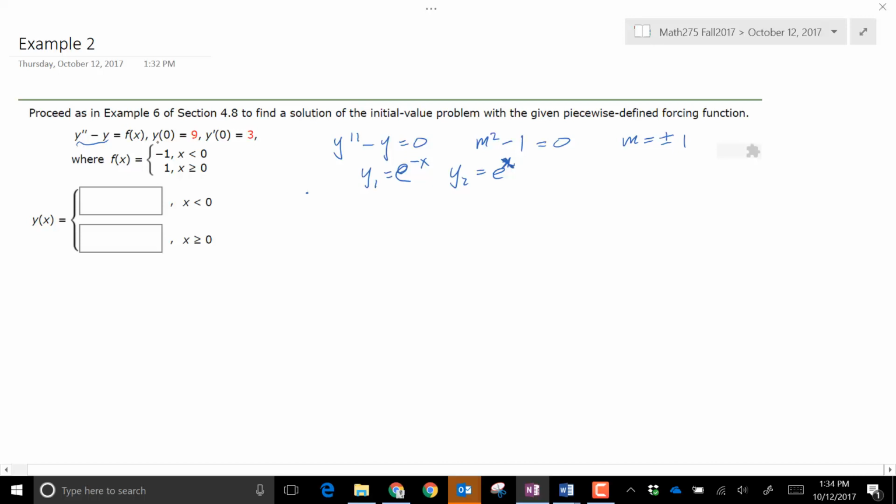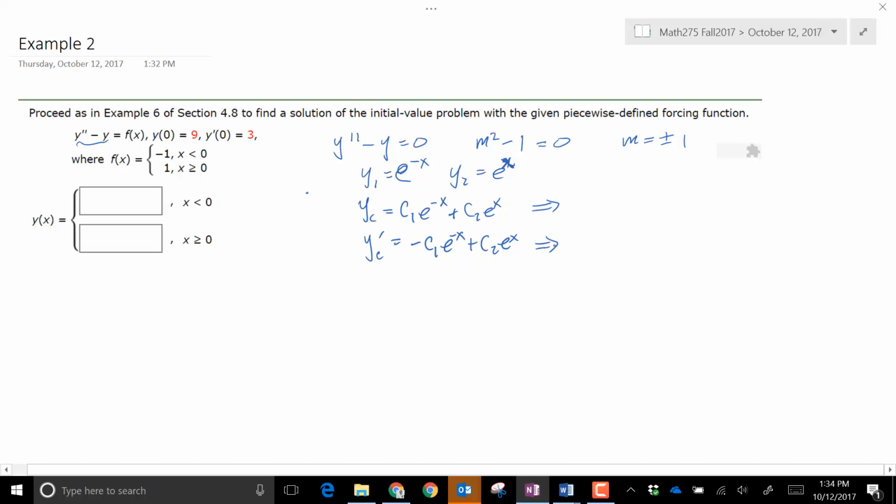And since we're here, we might as well solve for our initial conditions, our unknown constants. y sub c is equal to c1 e to the negative x plus c2 e to the positive x. And our derivative is negative c1 e to the negative x plus c2 e to the positive x.